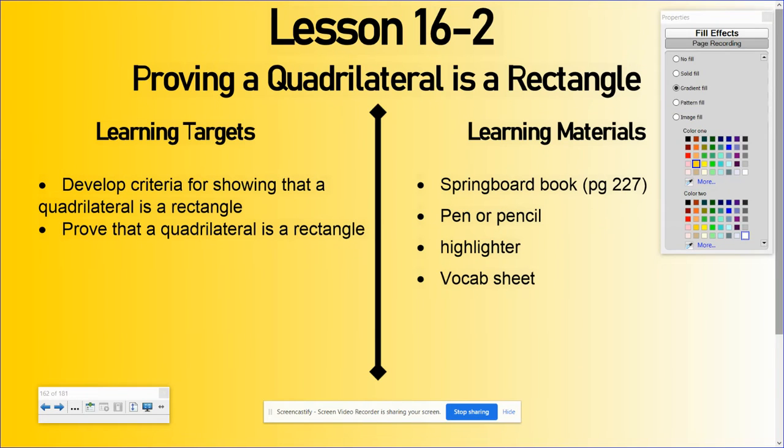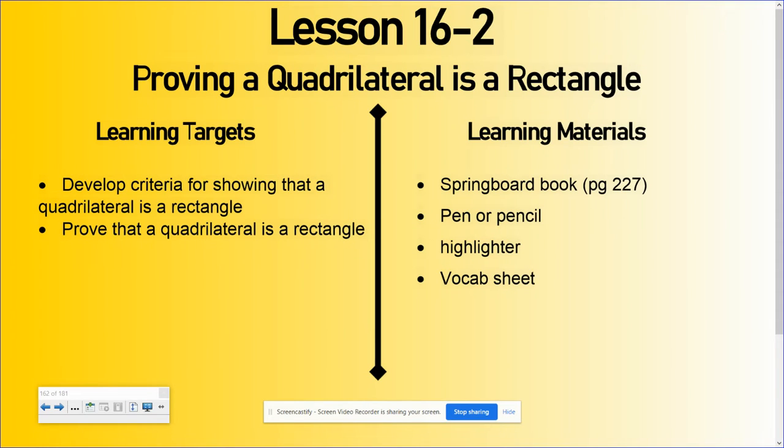All right, so we are back for activity 16-2, which is going to be talking about proving that a quadrilateral is a rectangle. So a little bit more restrictive on our properties for a rectangle. It has specific properties that we have to follow. So we're going to develop that criteria to figure out how we can say that something is a rectangle. So we are starting on page 227 in our Springboard book.